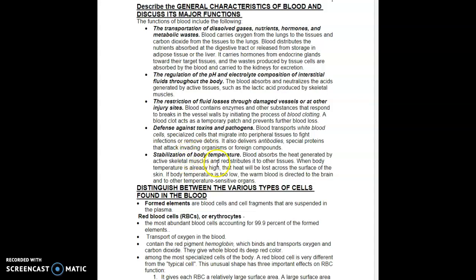So stabilizing our body temperature is an extremely important function of the blood. Again, another homeostatic function of the blood.